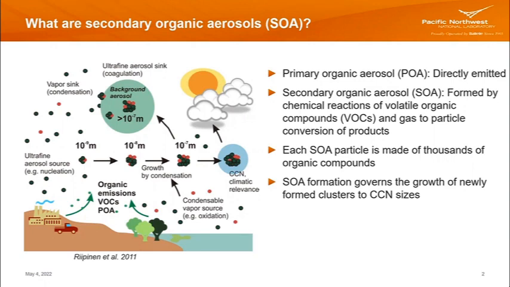When we think about other species like sulfate and black carbon, most climate modelers think about them as mostly one species. Like you could think of sulfate as one species, black carbon as one species. But SOA, even if we refer to it as one species, it's not one species because each particle of SOA is made of thousands of organic compounds, and the composition of these particles can change dynamically in the atmosphere.